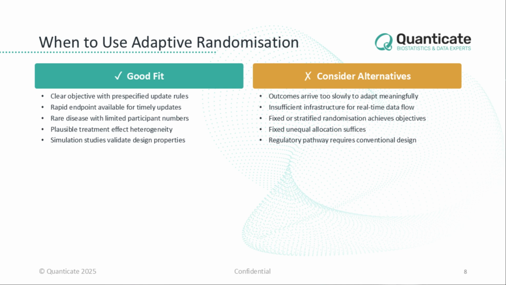For that reason, adaptive randomization is only a good fit when the objective is clear, the update rules are pre-specified, simulations are done early, and the trial has the data flow and governance needed to support the design properly. In some settings, especially rare disease or trials with plausible treatment effect heterogeneity across measured characteristics, it can be a useful option. In others, a simpler fixed design, stratified randomization, or fixed unequal allocation may be more robust.